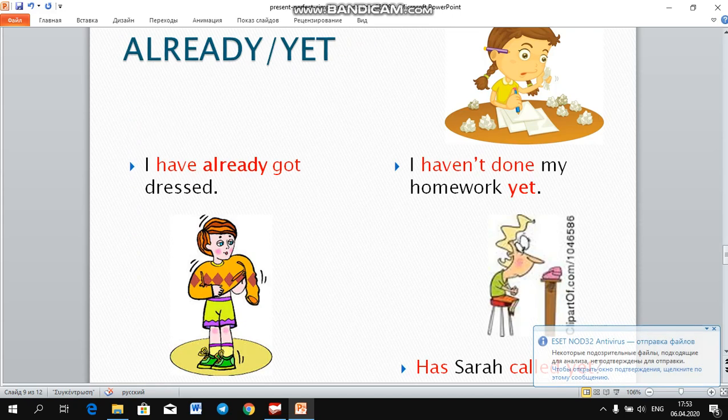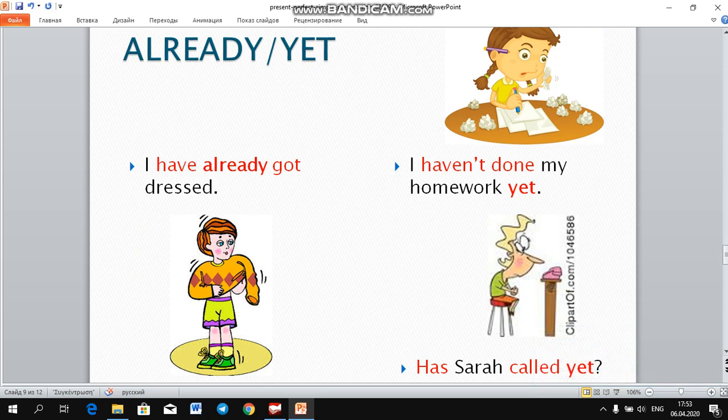Already and yet. I have already got dressed. I haven't done my homework yet. Has Sarah called yet? These are time expressions which we should use in the present perfect tense.